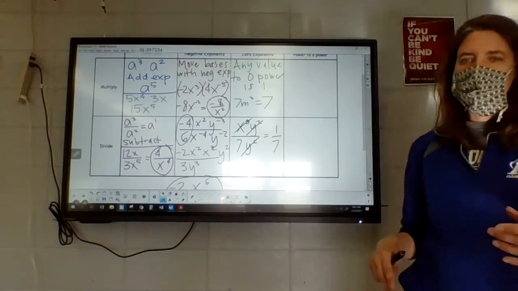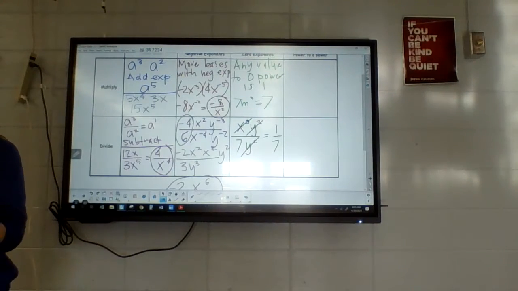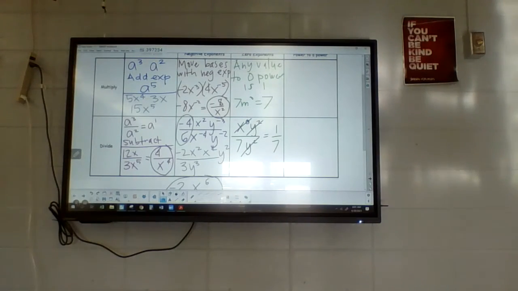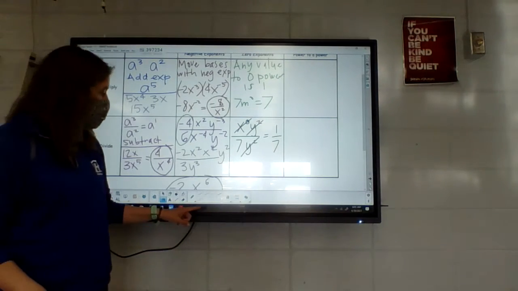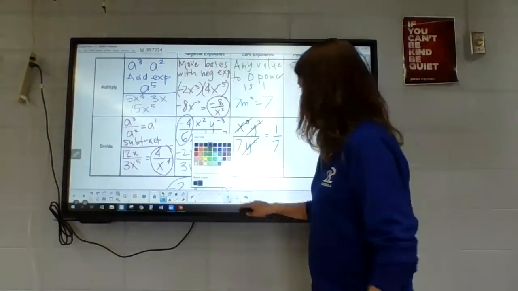So our 0 exponents, like I said, they can be pretty easy unless you overthink them and get yourself confused there. And then the last one we'll talk about here is power to a power.